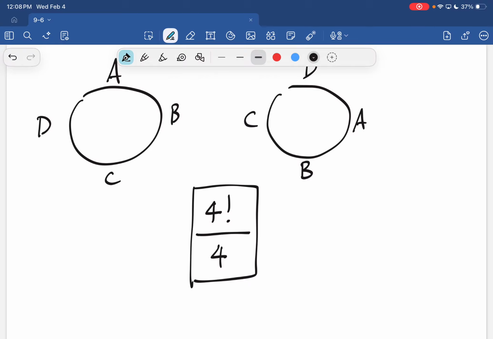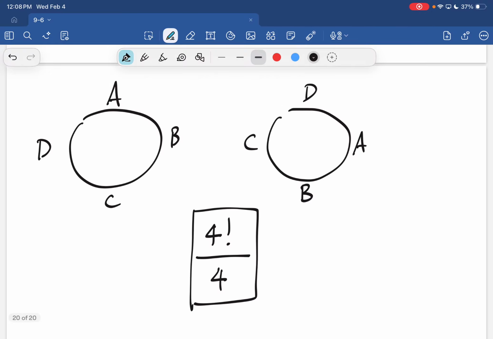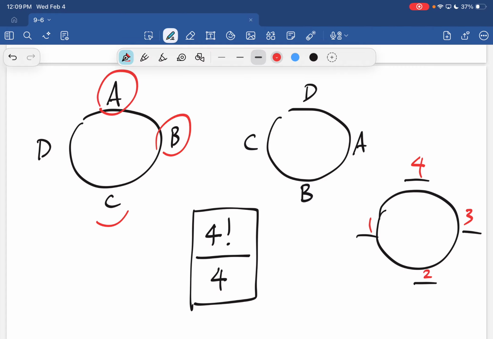That is because we have 4 factorial ways to order them normally, right? 4, 3, 2, 1. But we're actually overcounting by a factor of 4. Why is it a factor of 4? Because there are 4 different ways to rotate them, right? A could be here, A could be here, A could be here, or A could be here. And we could rotate them in 4 different ways for every single unique ordering. So that's why we're overcounting by 4. So we must divide by 4.